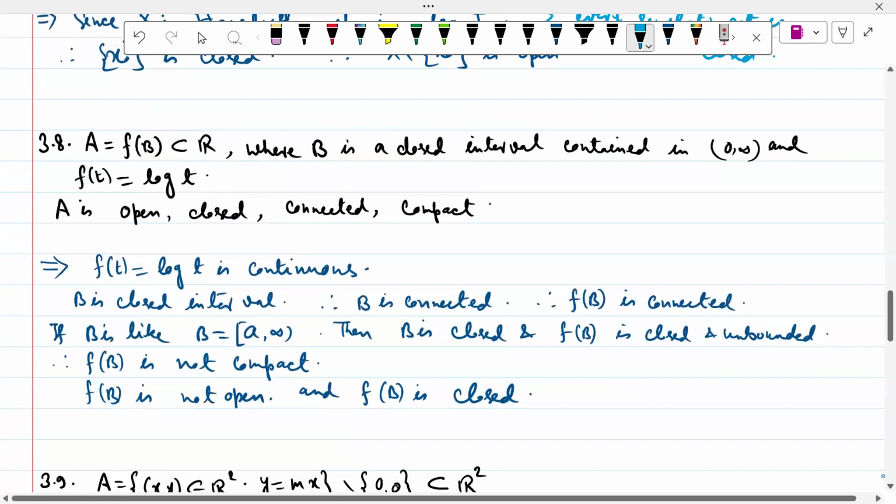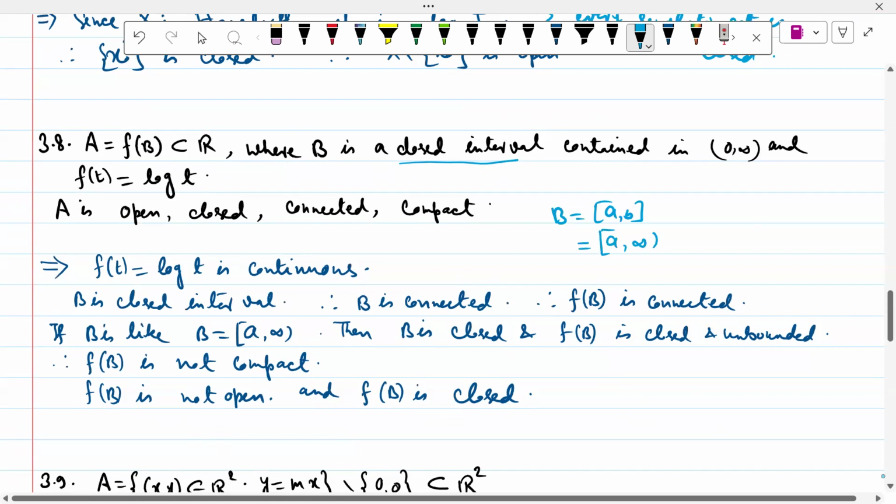Eighth question, let f(B) is a subset of R, where B is a closed interval contained in 0 to infinity, and f(t) equal to log t. Then A is open, closed, connected, compact. So f(t) equal to log t is continuous. So it is given that B is a closed interval. So B is something like a comma b, or it is not bounded, or it can be some a to infinity. Here it is closed. So these two possibilities can be.